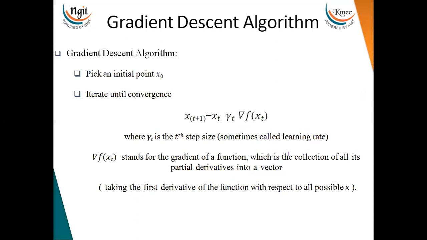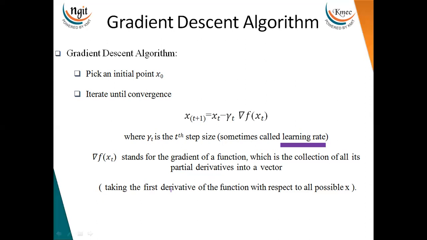Now, what we have to do is pick an initial point. And from this initial point, I am subtracting the gradient function, but that gradient function should be multiplied by the learning rate. Alpha t means the learning rate at the t-th step size. And the derivative function at x_t is the gradient of a function, that is a collection of partial derivatives in a vector.